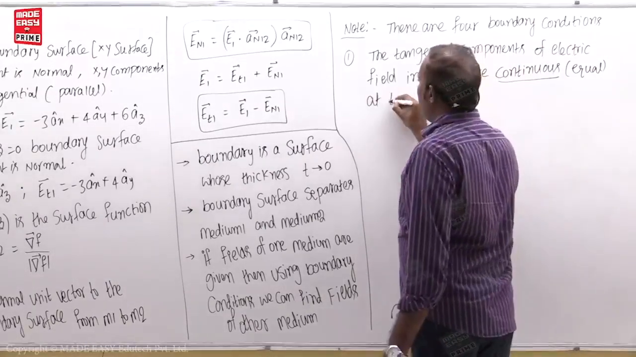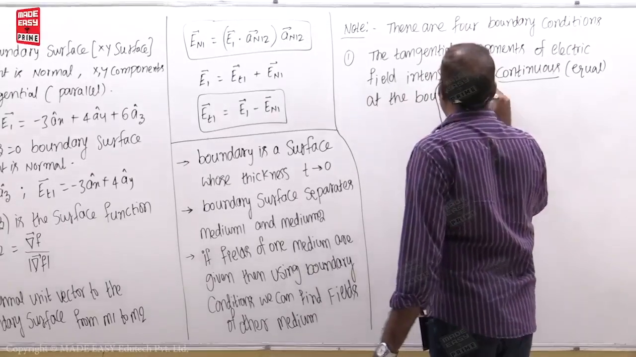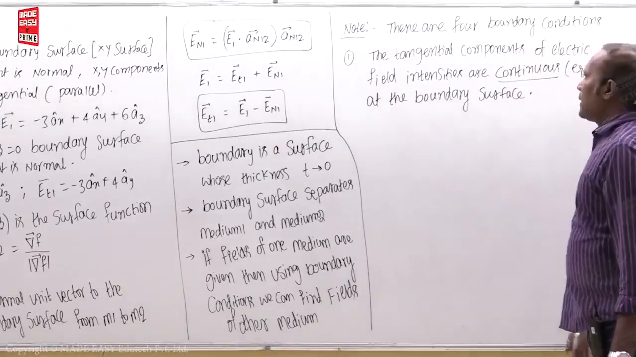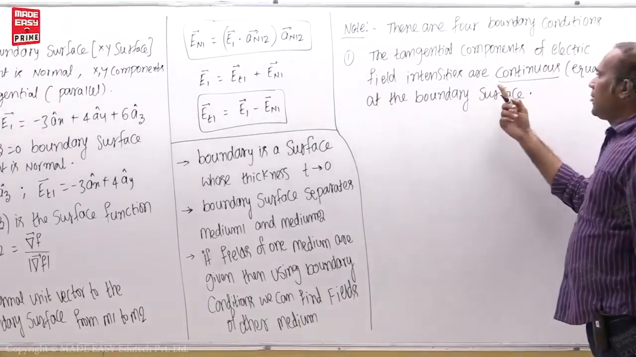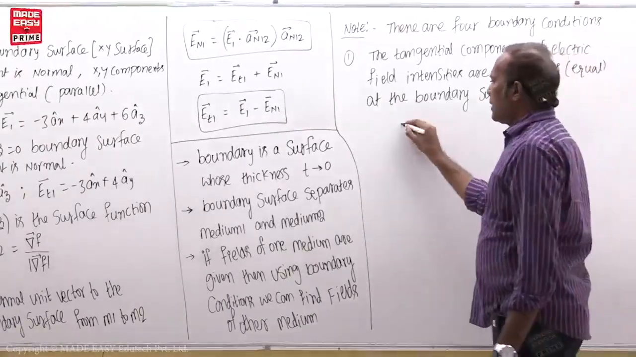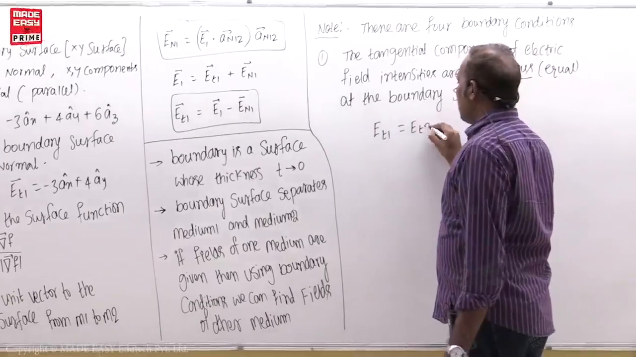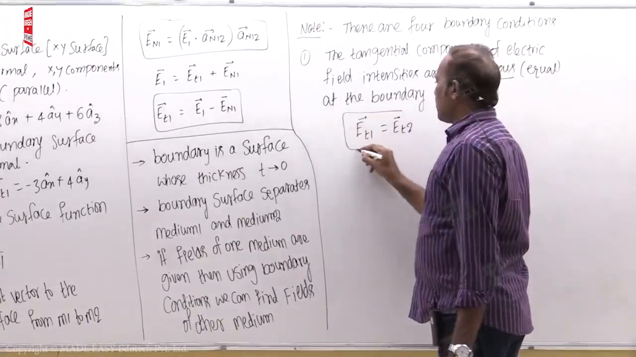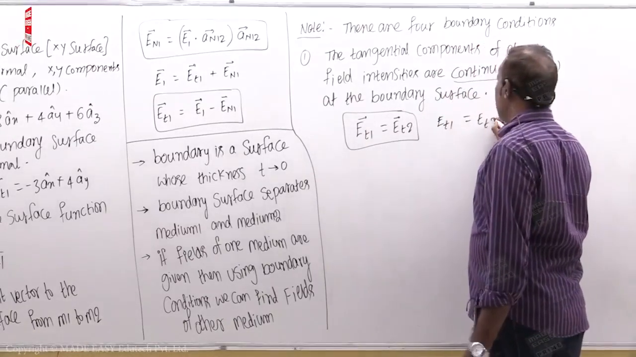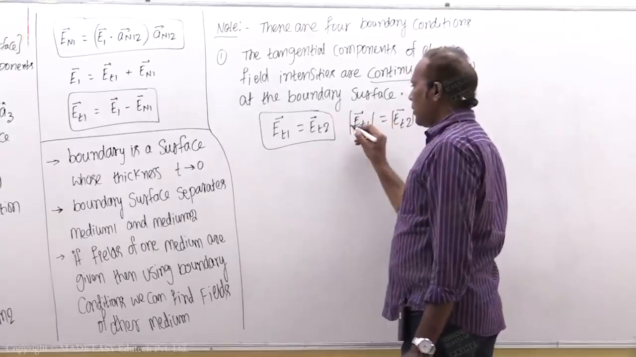Continuous at the boundary surface. This is the statement. The tangential components of electric field intensities are continuous, that means equal at the boundary surface. So, mathematically, ET1 bar is equal to ET2 bar. So, in magnitude form also, they are equal, students. In vector form also they are equal, magnitude form also they are equal. Okay.